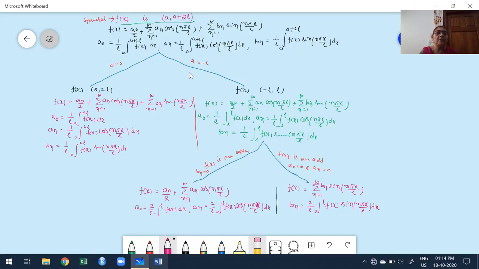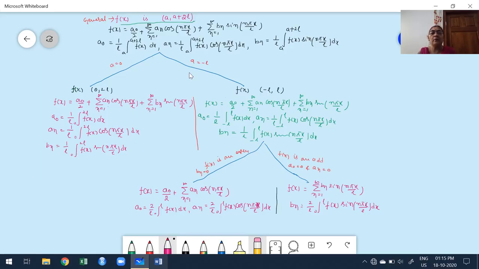If the interval starts from 0, you go for the first case. There we don't have even or odd. There is no chance. I have to find a naught, an and bn. If the interval is 0 to 2L, how do we take the value of L here? Equate the upper limit of the first case, 2L, to the corresponding upper limit of the problem. Simplify that, and we get the value of L.